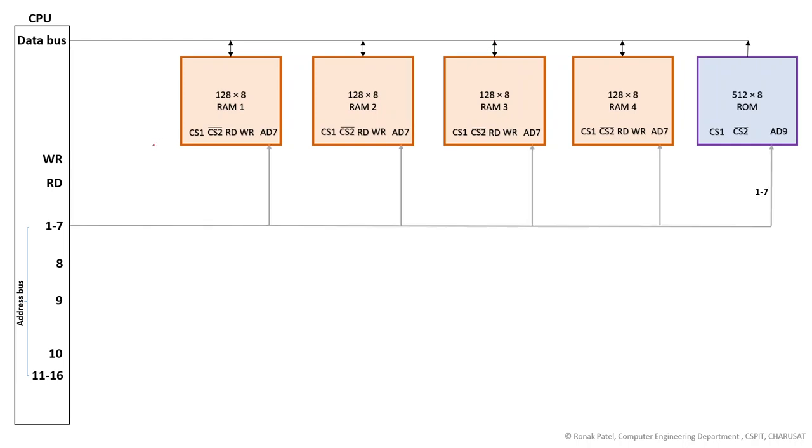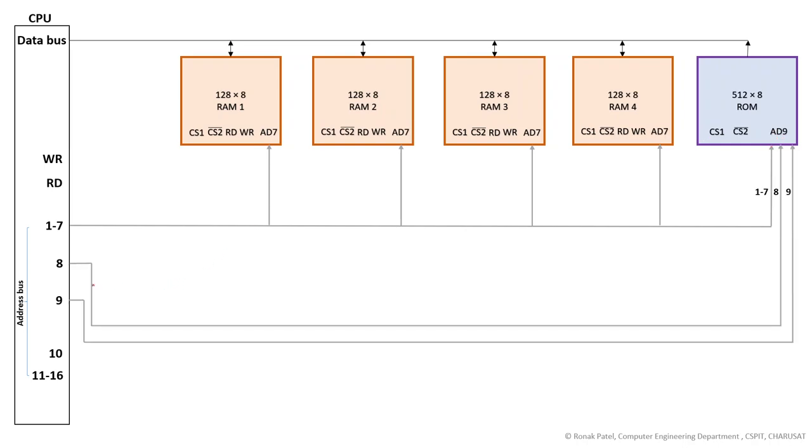Now you can see the address lines, address line 7, total 7 bits, right? This is the address line. So lines 1 to 7 I am giving to each chip. In RAM it is 7 bits, so I am giving that 7-bit address line. In ROM I have given 1 to 7, but here you can see address line 9, so take 8 and 9 as well. So now the address line of ROM is also done, 1 to 7, 8, 9.